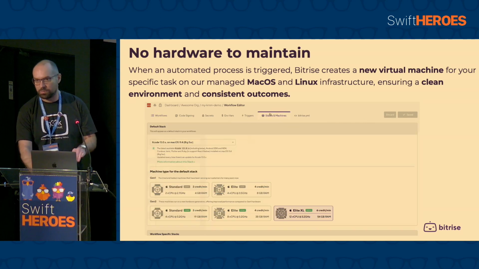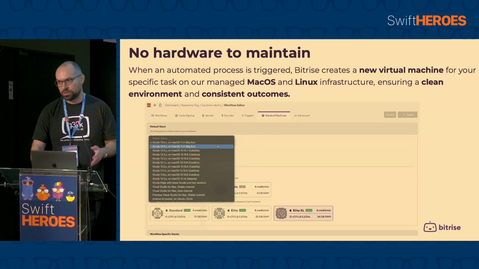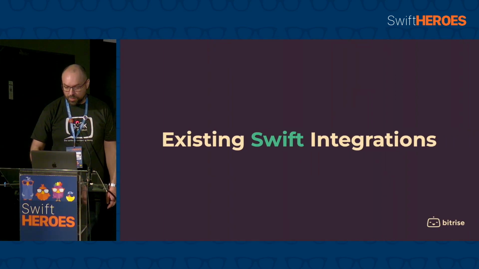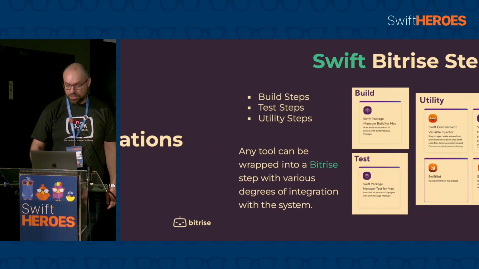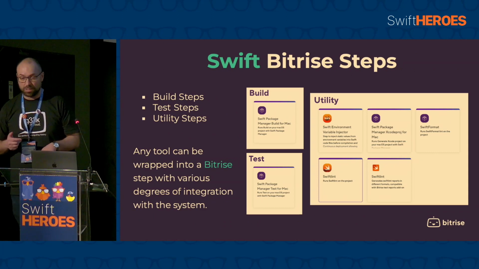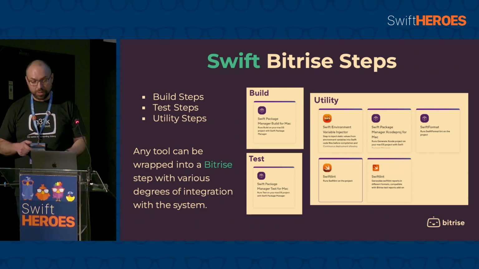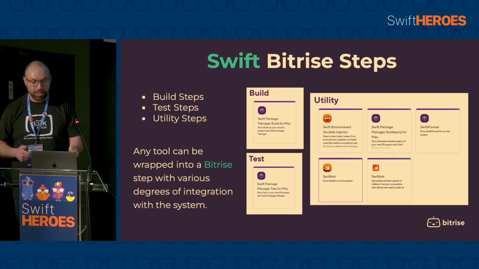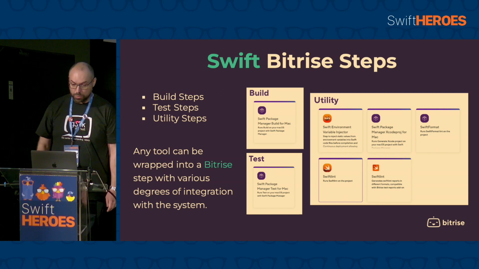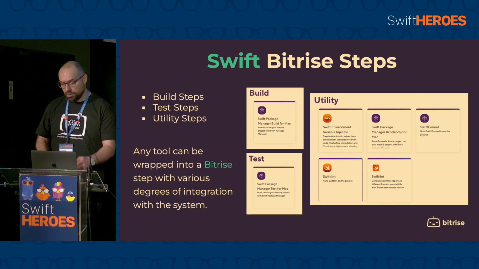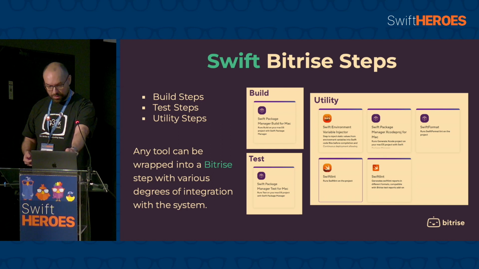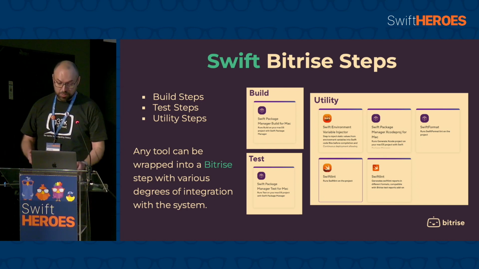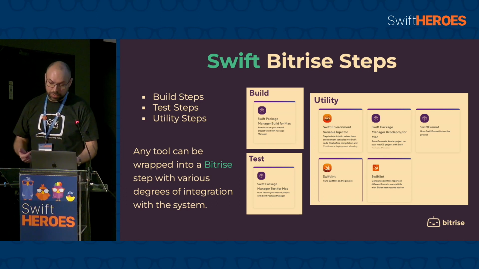This is quite important because we can't build it on the Linux stack like the iOS code. All right, so what are the existing Swift integrations? Bitrise has more than 300 integrations, and if I search for Swift, this is what I can see. So we have a build step for Swift Package Manager, which is a community step, like I can see from the icon, and then I have Swift Package Manager test and a few utility steps.